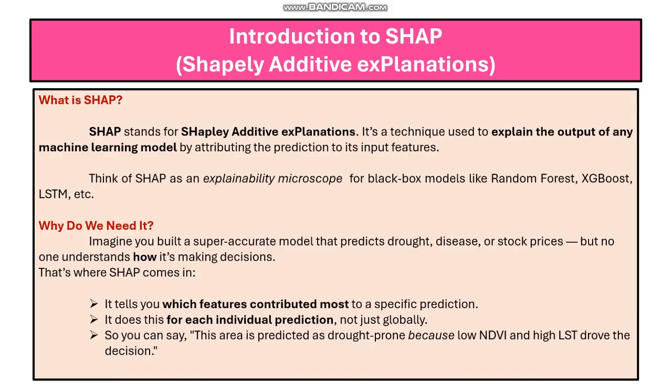So you can say that this area is predicted as drought prone because of low NDVI and high land surface temperature, which drove the decision making of the model. This is an example from the perspective of those working in environmental engineering, geography, or relevant sectors. You're developing a drought prone model and your model predicts that in these areas there is low NDVI and high land surface temperature, so it makes this decision, but it is still vague to you how your machine learning model made it. We call this lack of transparency the black box nature of ML models. So for that we need SHAP.